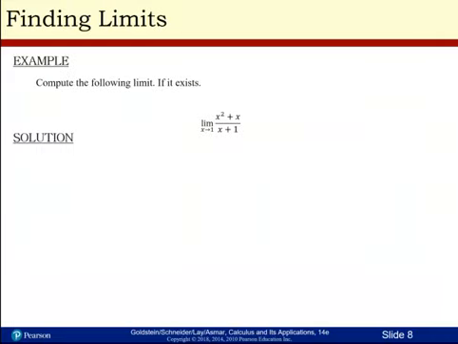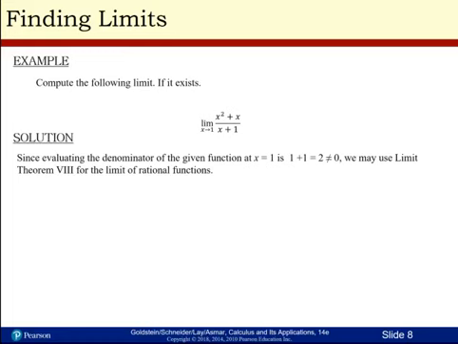So let's compute the limit if it exists. I look at this, and since evaluating the denominator of this function at x equals 1, 1 plus 1 is 2, it's not equal to 0, we can use limit theorem 8 for the limit of rational functions, meaning we can just plug the value of 1 in. And that's what we will do, and we will get a value of 1.